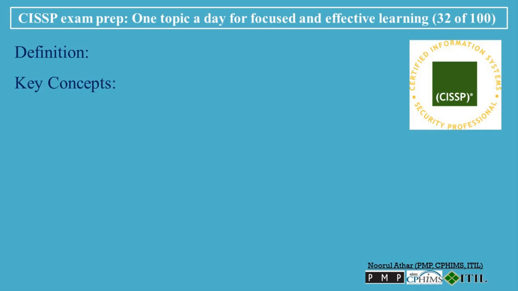Key concepts. 1. Purpose of security governance. The primary goal of security governance is to ensure that information security is integrated into the organization's overall business strategy. It ensures that security measures support business objectives while managing risk in line with the organization's risk appetite. Security governance helps establish a clear structure for decision-making and accountability for security-related issues, ensuring that the organization's leadership plays an active role in maintaining security.